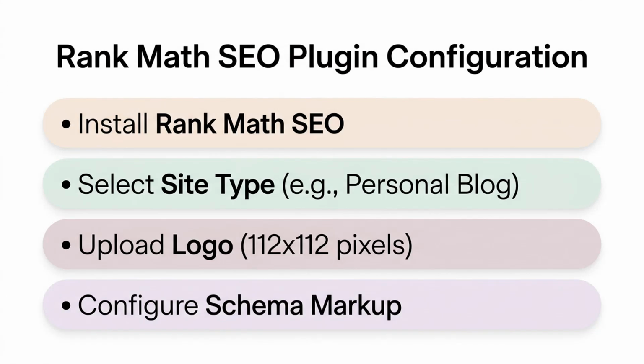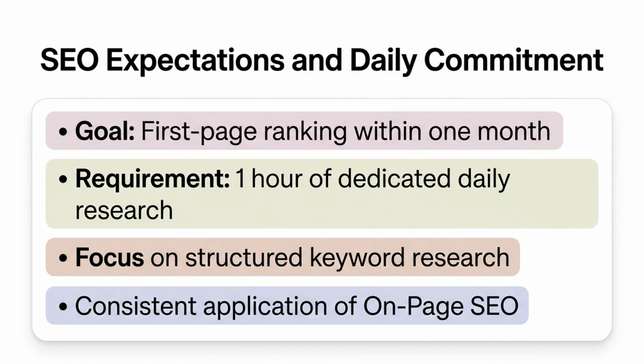To implement our SEO strategy, we require a robust tool like the Rank Math SEO plugin. During the initial setup wizard, you will define your site type, such as a personal blog, and upload your site logo, ensuring it meets the recommended dimensions of 112 by 112 pixels. We will also configure schema markup, specifically for blog posts, which helps search engines understand your content much better.